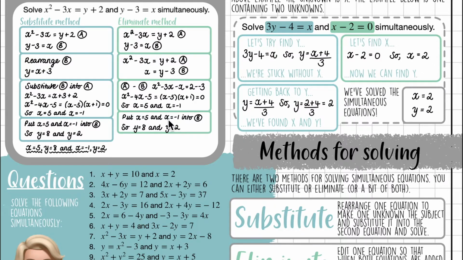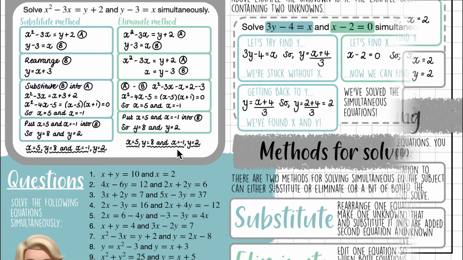If we have x as minus 1, we get minus 1 here. If we bring this 3 across, we get minus 1 plus 3, which is 2, so we get y is 2. Therefore, we get the same solutions as what we had before. We have when x is 5, y is 8. That's the first pair of solutions. And we have when x is minus 1, y is equal to 2. That's a second pair of solutions.